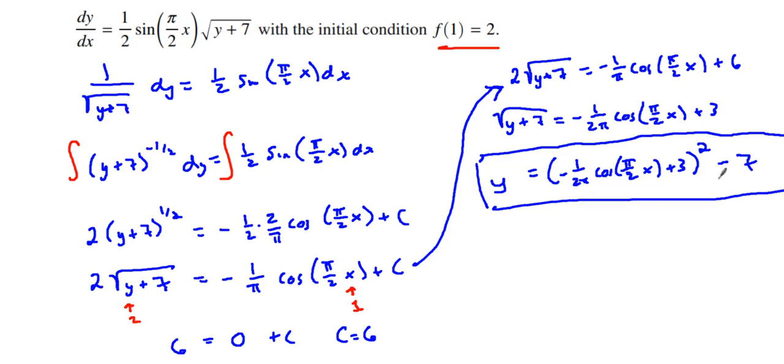I always want to double check with this solution. Does my initial condition work? So let's plug in 1. So if we plug in 1 right here, we get cosine of pi over 2, which is 0. So all that's 0. So we get 0 plus 3 is 3. 3 squared is 9. 9 minus 7 is 2. And what do you know? This is the correct value for the correct particular solution for my diffie-q.